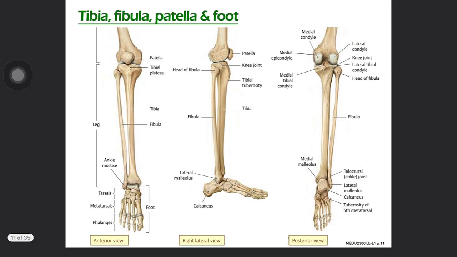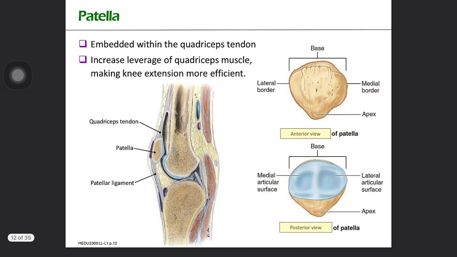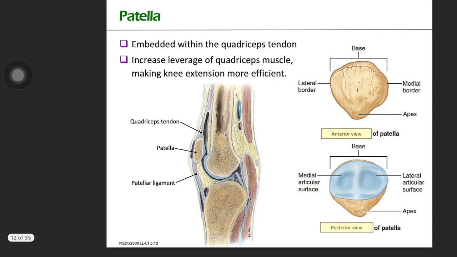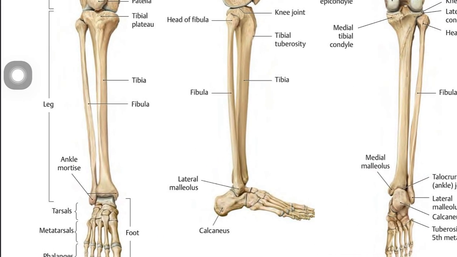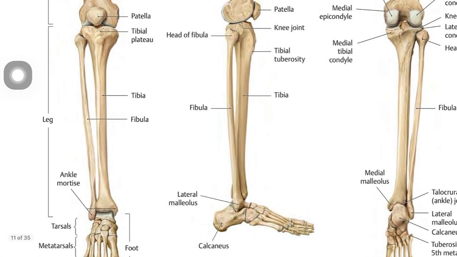Good. And then we go down to the limbs, the legs here. So the tibia, patella, and the foot. Again, on the medial side we have the tibia, and on the lateral side we have the fibula. We say that the tibia is the weight-bearing bone.